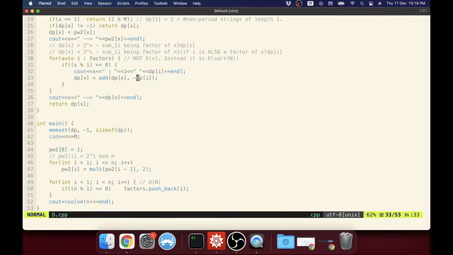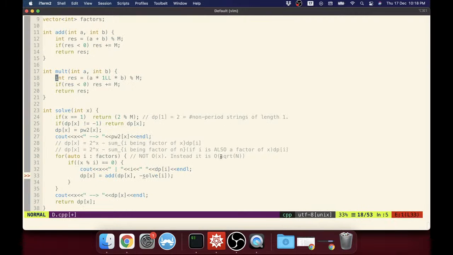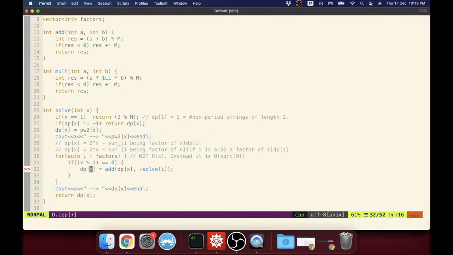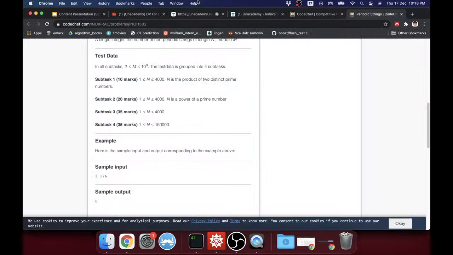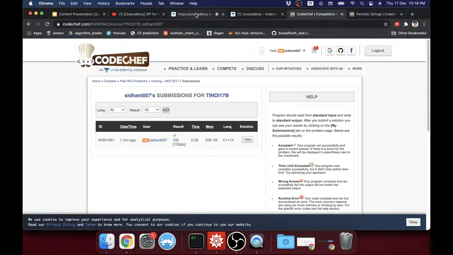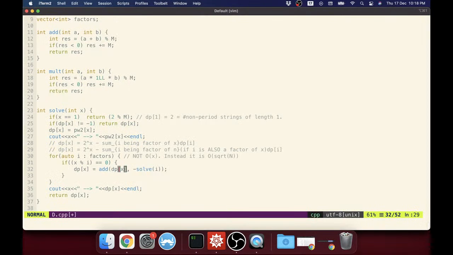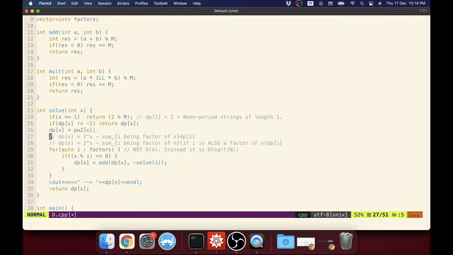Instead of using the dp variable here, I should use the solve function here, because it's not calculated up to now. At this point, it's not guaranteed to have been calculated. So I should call the solve method. The solve method will ensure that it's calculated to the correct value, and then we can just subtract.